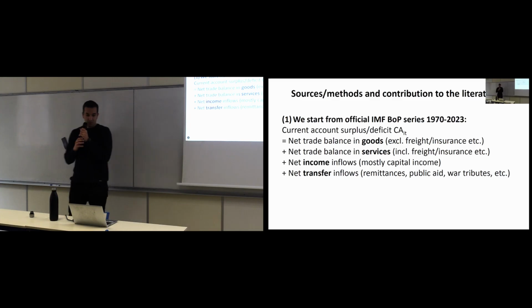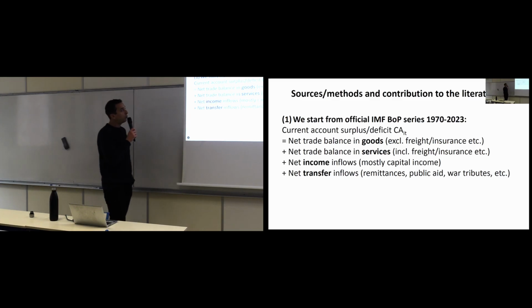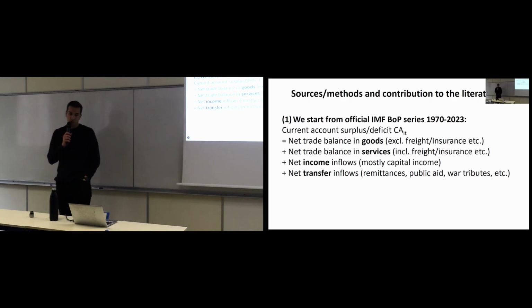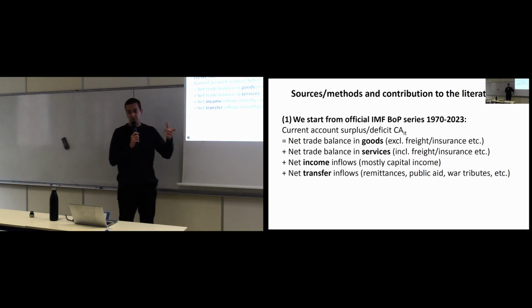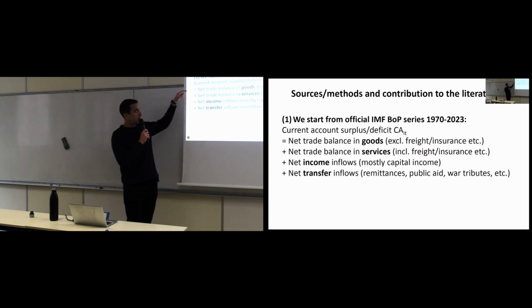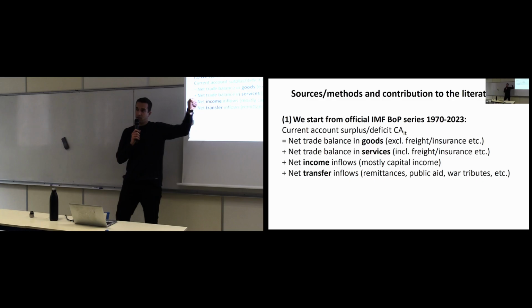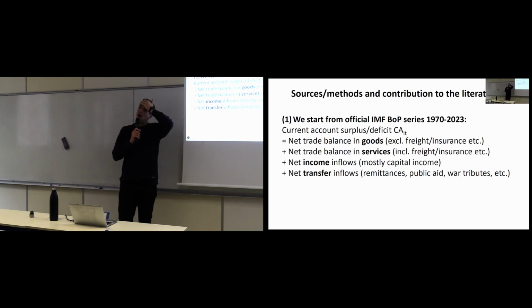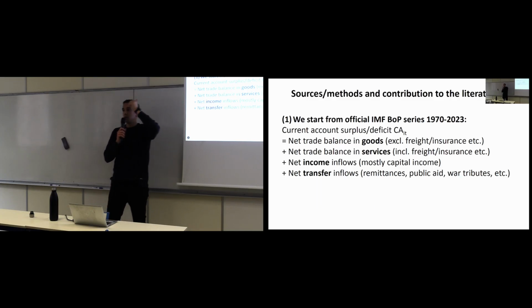Okay, a bit of the most boring slides. What we do to construct the database, basically we start from IMF balance of payment series, which are quite complete from 1970 to today. We take the current account there and we group the subaggregates in four more or less broad categories, where we have net trade balance in goods, so all of the goods that leave or enter the country. Net trade balance in services, so services could be consulting, IT, someone working for a company in the US from France, etc. But also can be shipping of goods.